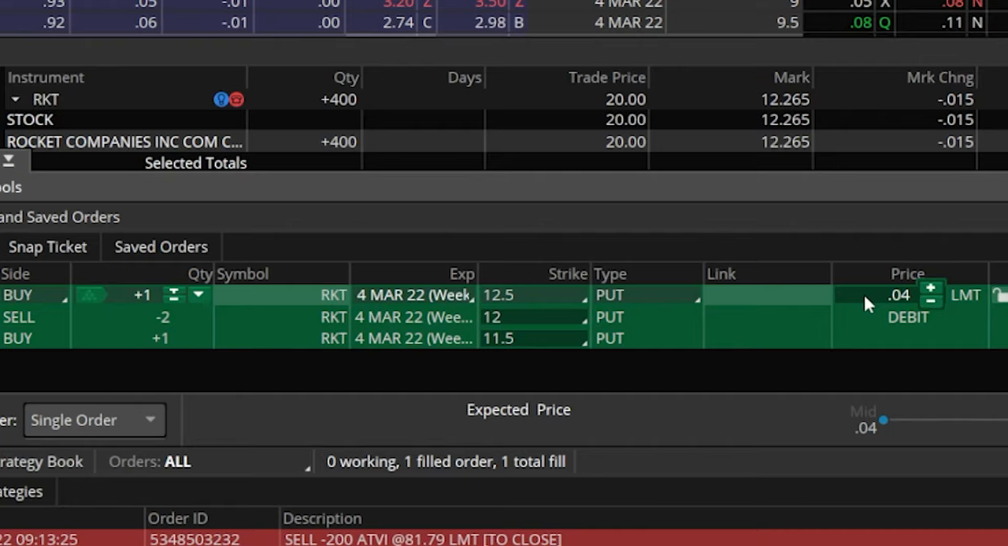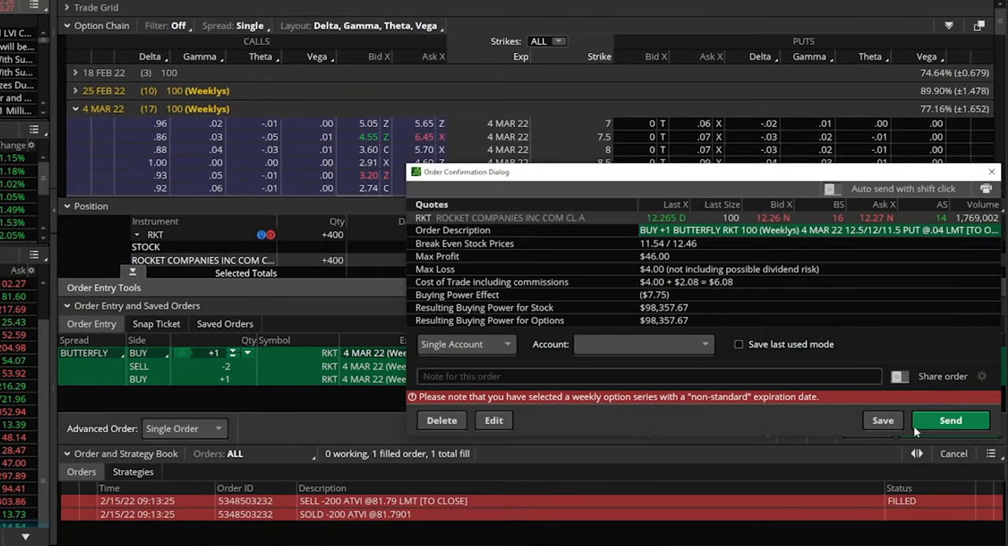Now, I did all that math in my head, but if you come down here to confirm and send, it will just spell it out for us right here. It says max profit 46 bucks, max loss $4. If we wanted to tweak this a little bit, let's come down here to edit.